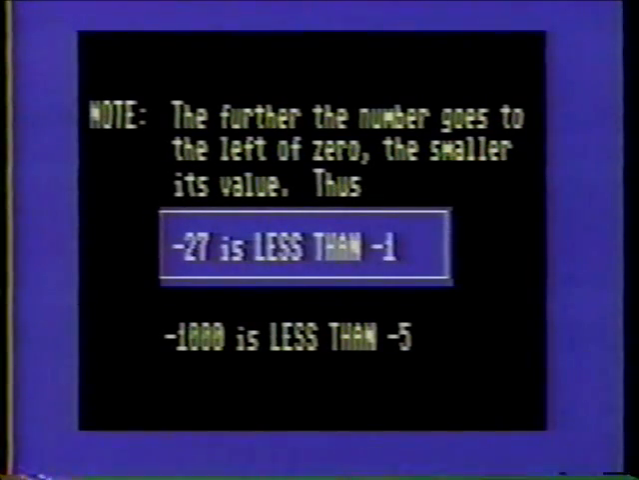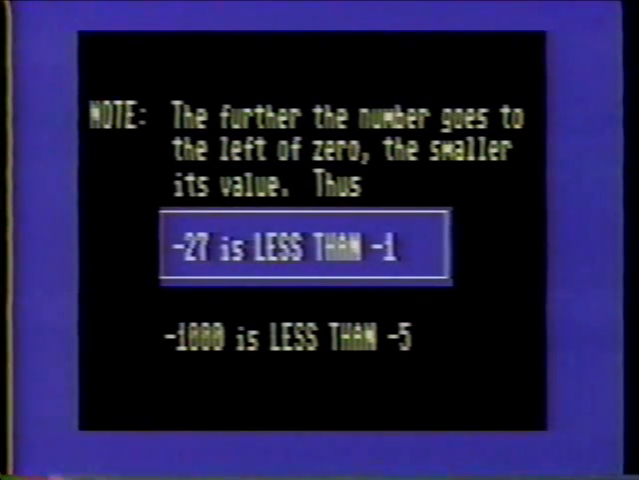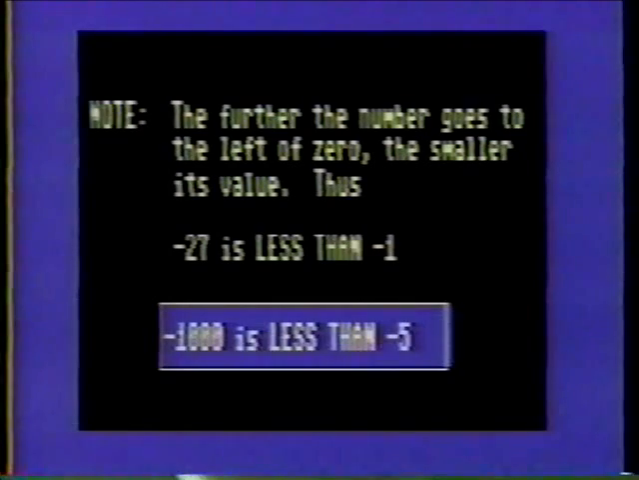There is one interesting property that we haven't observed with respect to negative numbers. Have you noticed that the further the number goes to the left of 0, the smaller its value? Thus, -27 is less than -1. -1000 is less than -5.